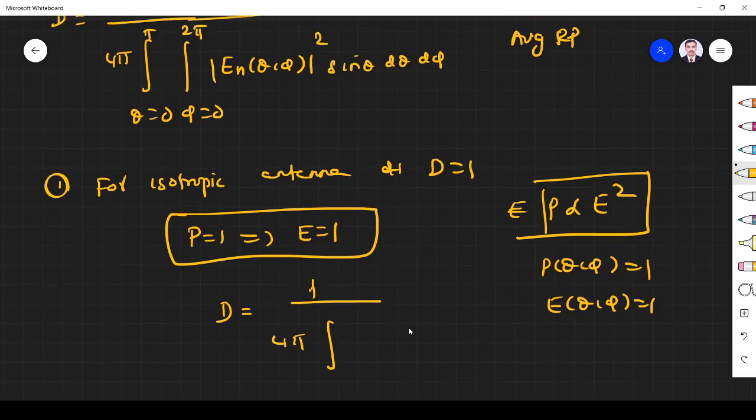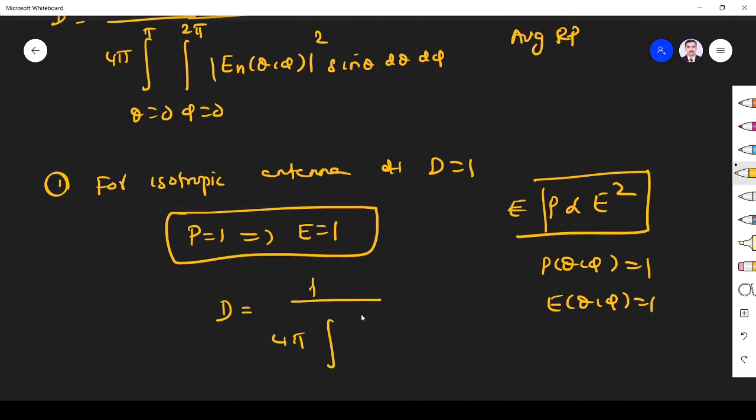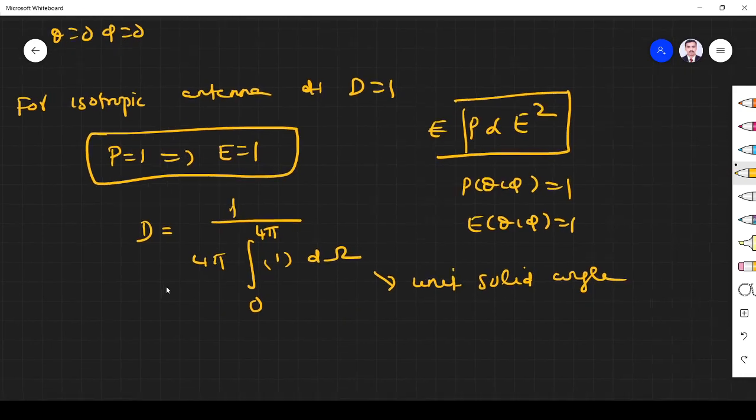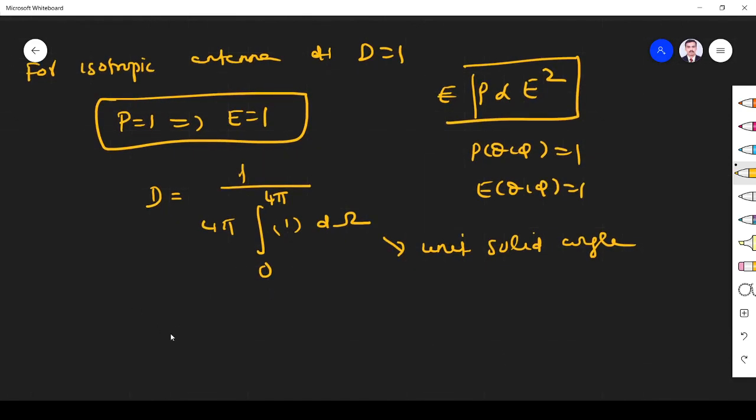Otherwise, you can say En is 1. E theta phi is 1 means En theta phi is also 1. Sin theta d theta d phi we can write as d omega. I told you already, this d omega is the unit solid angle. For any spherical radiation, the maximum value of solid angle ranges from 0 to 4 pi. Simply what you have to do is integrate it: integral of d omega is omega from 0 to 4 pi.